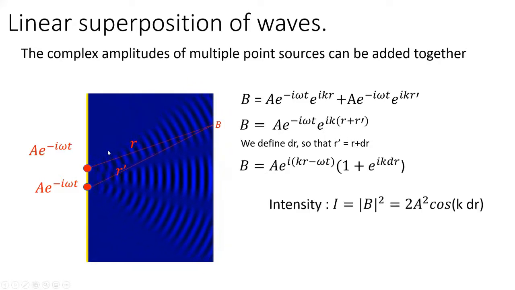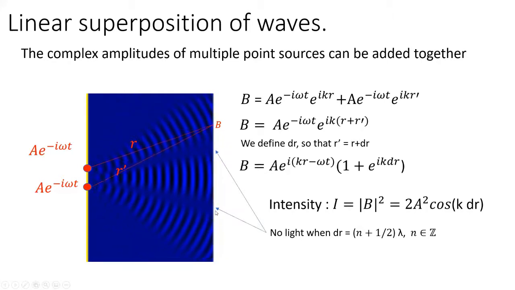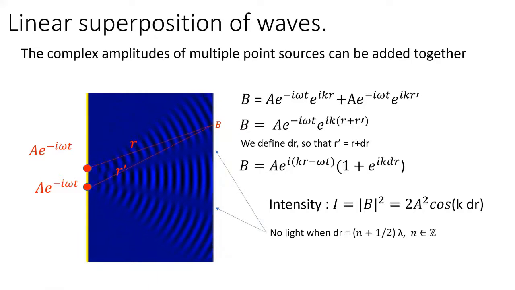If the difference between R and R prime is a multiple of the wavelengths, then the waves interfere constructively and you have plenty of light. And if it's a half wavelength, they interfere destructively and you see these areas where there is no light. So that's the example with one point source, two point sources.